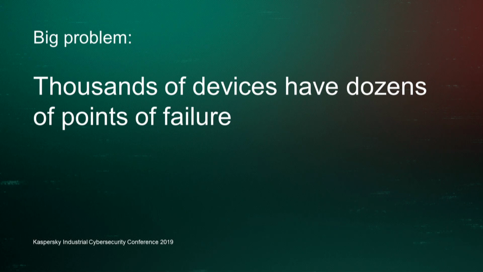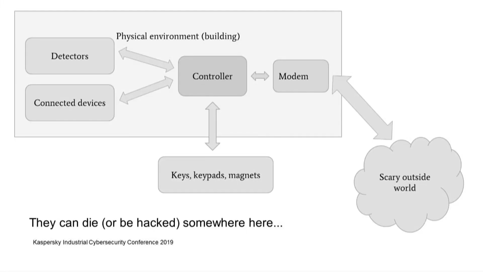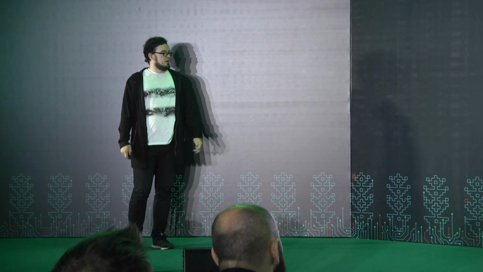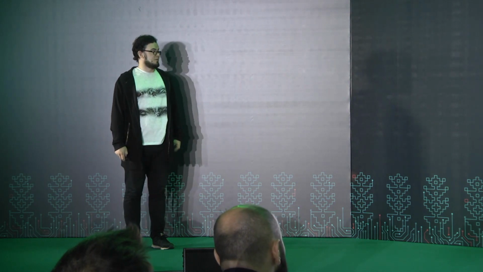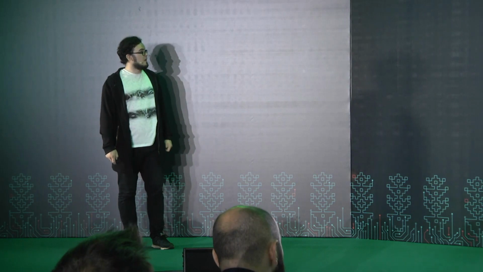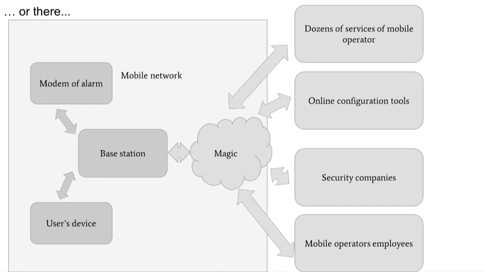What is the big issue with GSM devices? We have a lot of points of failure. This diagram shows how the device is built. So the detectors, connected devices, controller, modem that talks to the external world, and main keys, keypads, magnets, other stuff that you use to control it. And in general, any of those pieces can break down, or it can be hacked. Moreover, you have a dangerous outside world that this device is connected to.